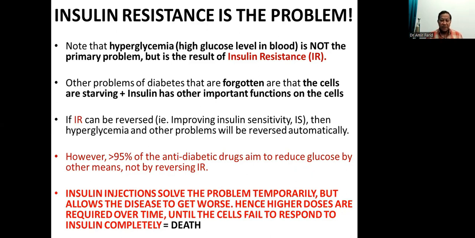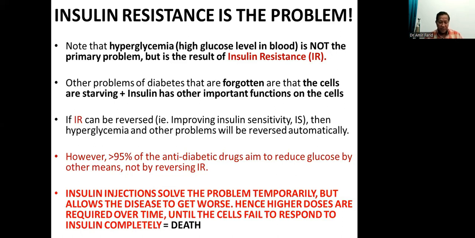Must remember that. Now, if insulin resistance can be reversed, for example by improving insulin sensitivity, then hyperglycemia and other problems will be reversed automatically, because now the cells can take in the glucose, so the glucose level will go down. However, more than 95% of the anti-diabetic drugs aim to reduce glucose by other means, not by reversing the real problem, which is insulin resistance.